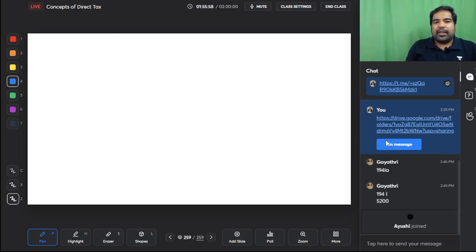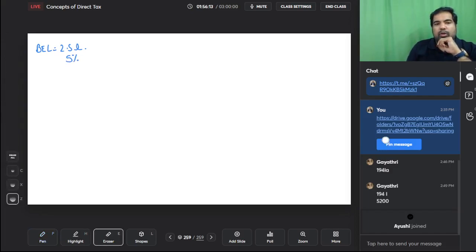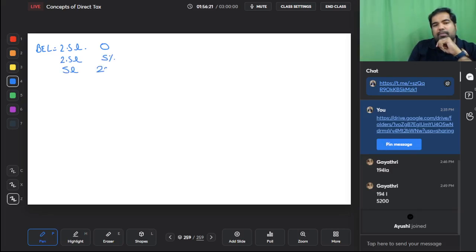Guys, we were very happy paying taxes as an individual and HUF. We had a basic exemption limit of 2.5 lakhs. But the problem was the next rate was 5%, which was great. So on 2.5 lakhs, we were paying nothing. On the next 2.5 lakhs, we were paying 5%. But on the next 5 lakhs, we were straight paying 20%, and after that, we were paying 30%.